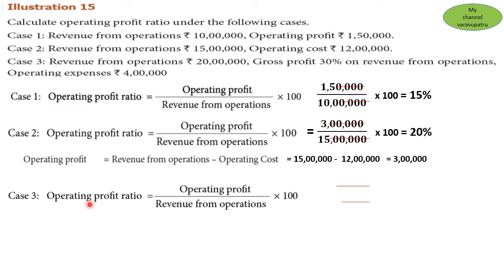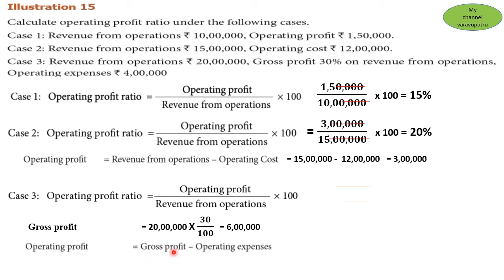Case 3. Operating profit ratio is equal to operating profit by revenue from operation into 100. First, we have to find out the gross profit. 30% of revenue from operation. Gross profit is equal to 20 lakhs into 30%, that is 6 lakhs. 3 into 2, 6 lakhs.